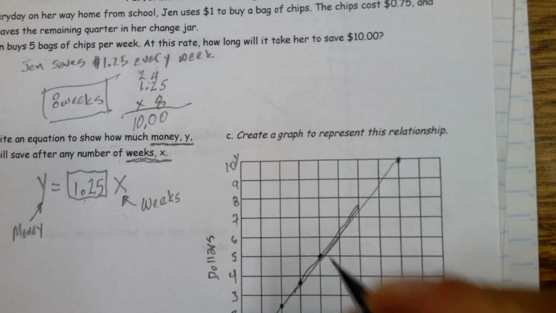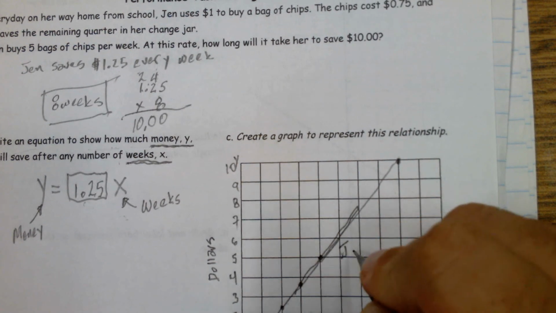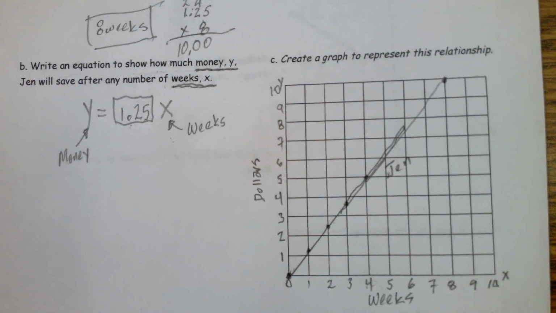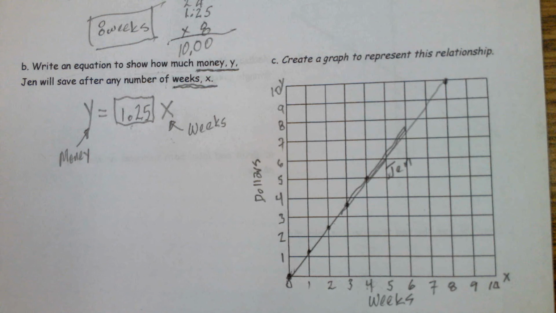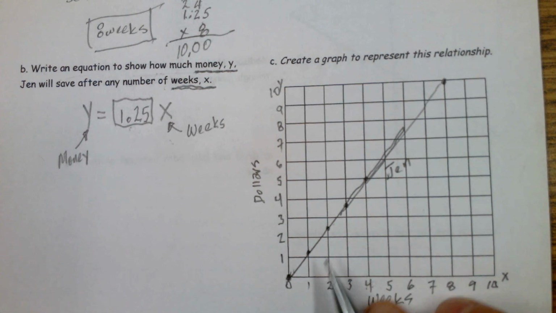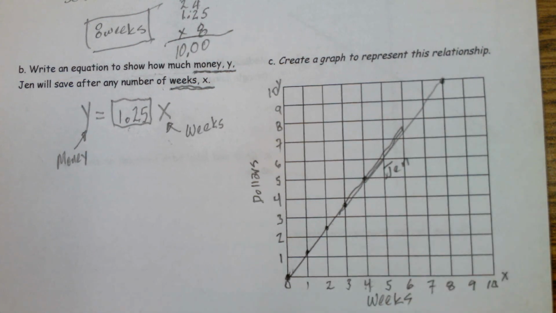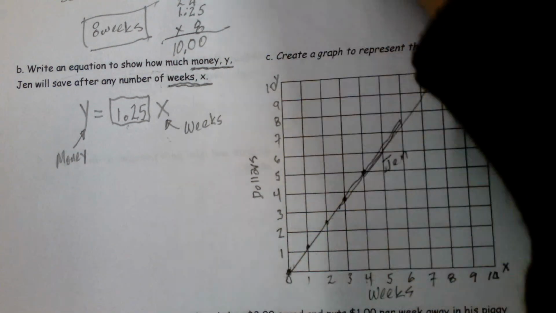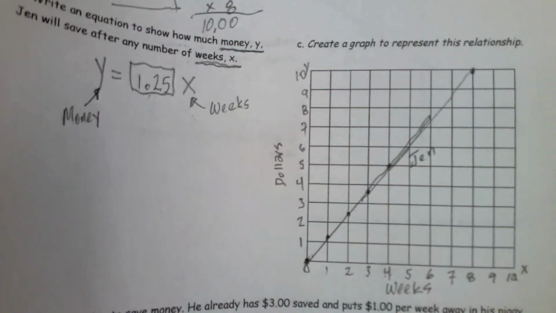Okay. And underneath, write Jen, because we're going to make another line for Mark in a little bit. So this line represents how much money Jen is earning. Now, let's move on to Mark.